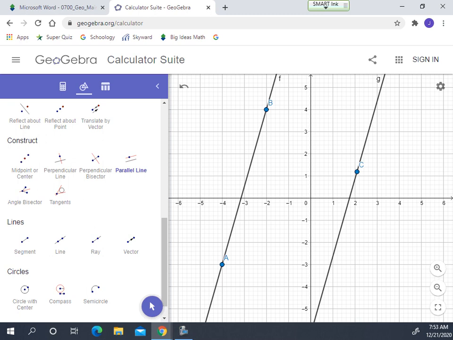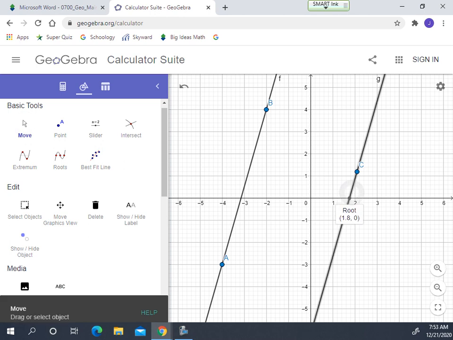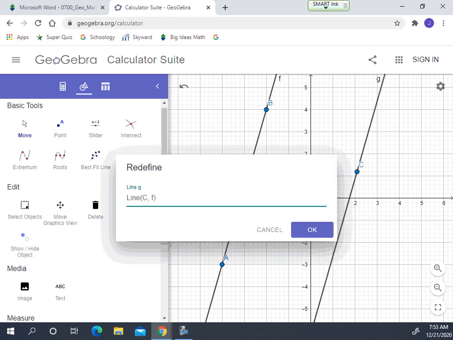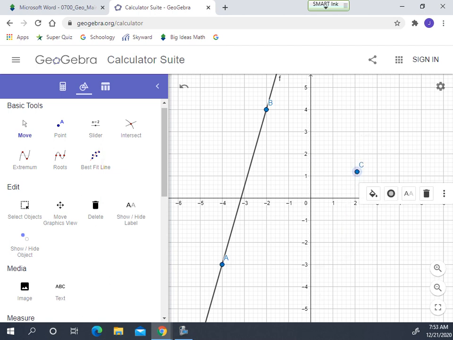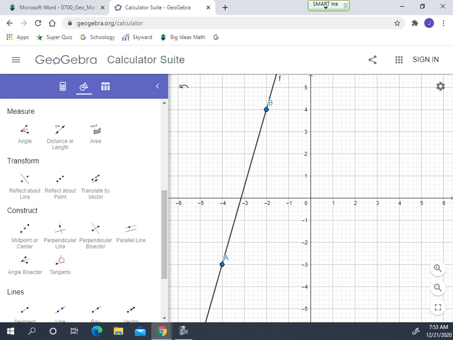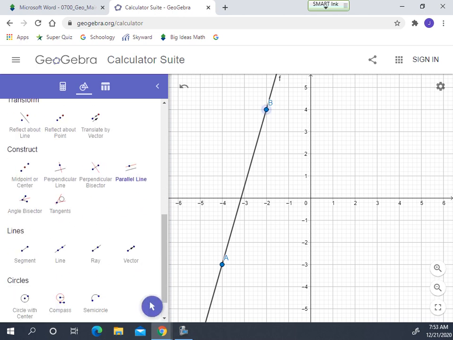Now, what am I going to do? I'm going to delete that really quick. My bad. Delete. Okay. Sorry, when I make a parallel line, I want to click one of these points. Okay? Parallel line. There we go.